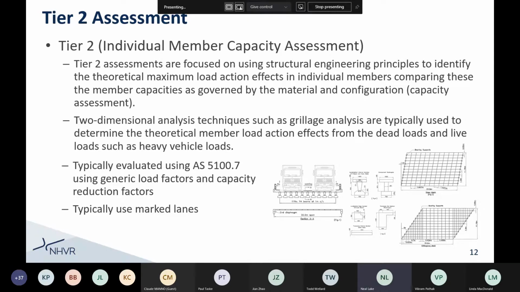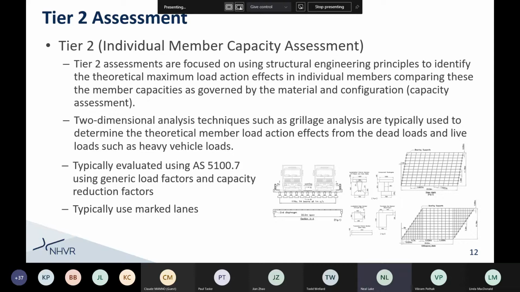And we then analyze the loads on that to work out what the loads would be in the individual members. Typically then we evaluate those members using AS5100 or other subparts of AS5100, and we use load factors, capacity reduction factors, all the typical things that we'd use in design.